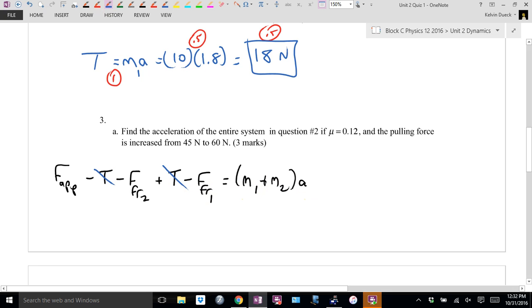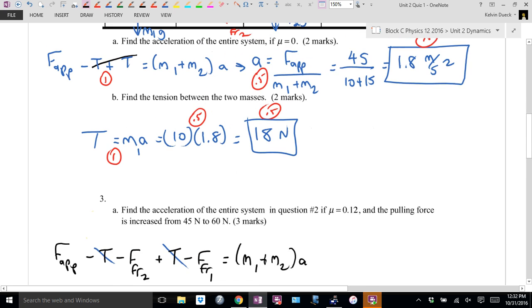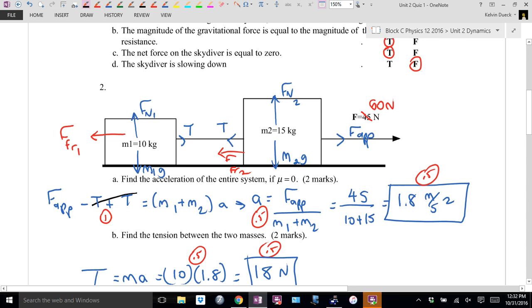To get the A by itself, I divide by M1 plus M2, and it's going to be the applied force minus friction. Well, friction is mu times the normal force. Friction 1 is mu times normal force number 1. I don't know the normal force. But look, I know another force the same size as the normal force. Which force? mg. That ends today, by the way.